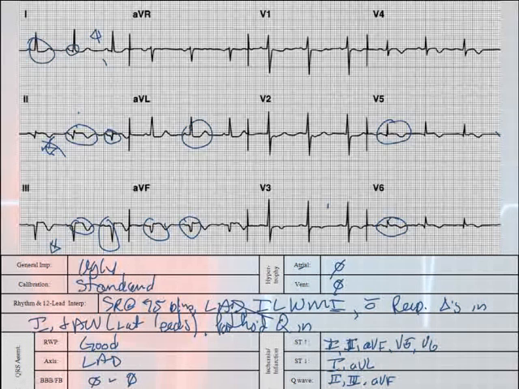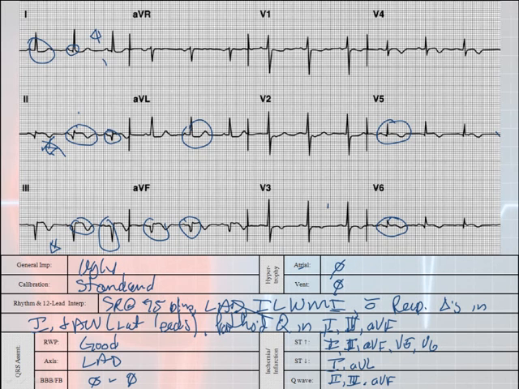In the inferior leads, or 2, 3, and AVF, which of course are the inferior leads. So this person is having a pretty bad heart attack right now.